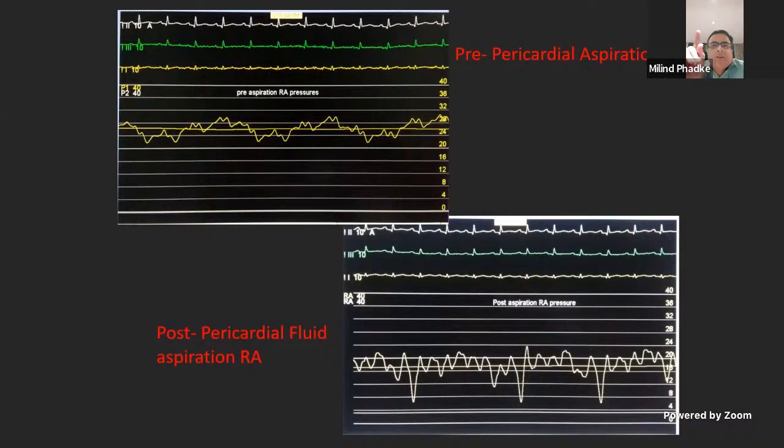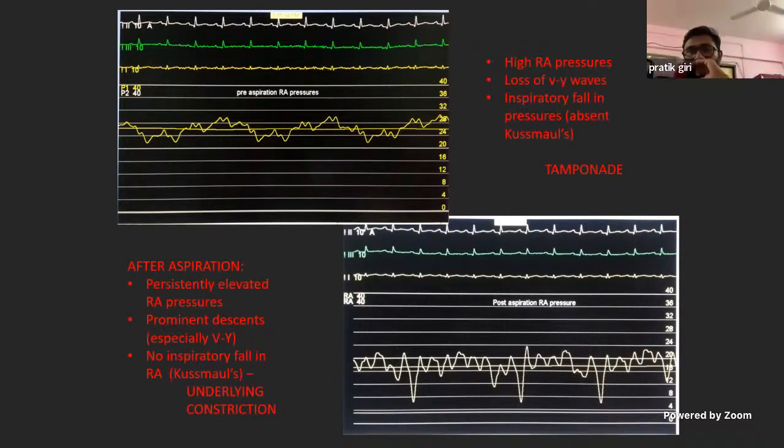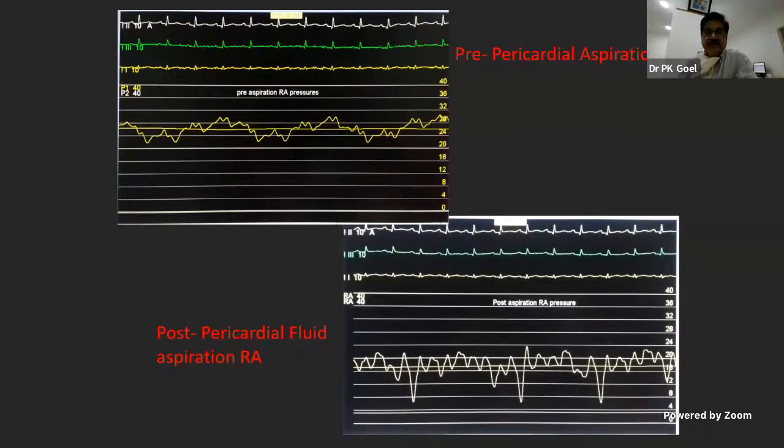See, post aspiration, the mean pressure has not fallen significantly. It should fall below 10, right? Ideally. Yes. Variation is no longer there. And what has happened to the descent? Maybe because of the constrictive physiology, both the waves become prominent, X and Y. Possibility is there. Is the pericardium restrictive or is the pericardium supple? It is restrictive, so the pressure has not decreased.